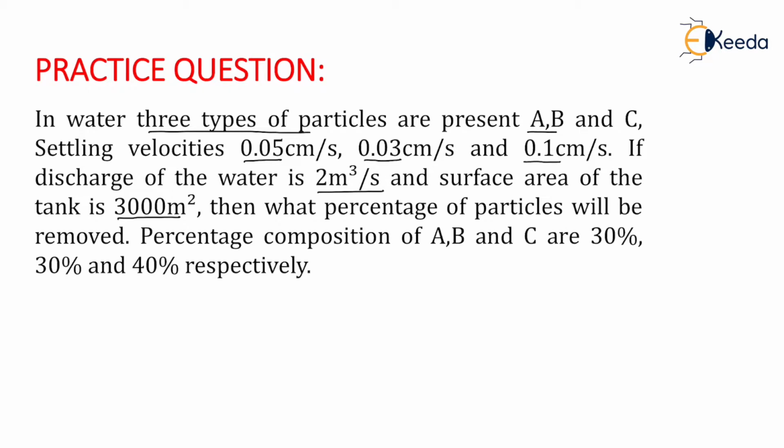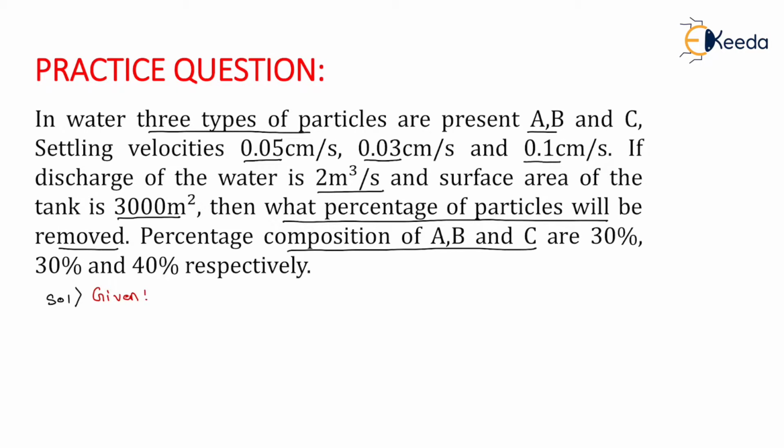Now, what percentage of particles will be removed? In the question they have asked us to find the percentage of particles that will be removed from the sedimentation tank if the composition of the particles of A, B and C type are 30%, 30% and 40% respectively. So first we need to find the V naught value, for which we need to write the given quantities here.